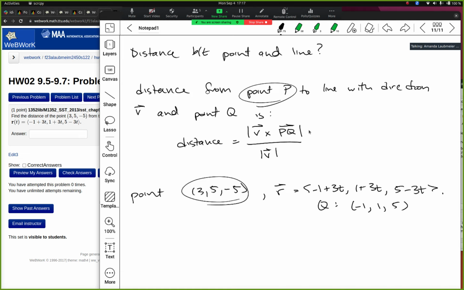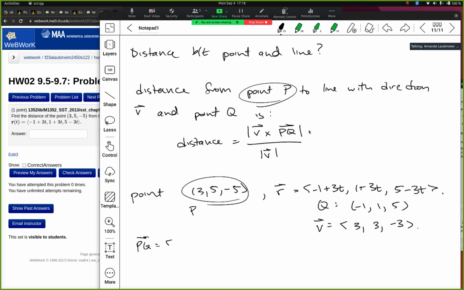And the direction is the part that's connected to T. So that direction V is going to be 3, 3, minus 3. So this formula depends on V, P, and Q. And now I've identified what V, P, and Q are. I need the vector PQ.